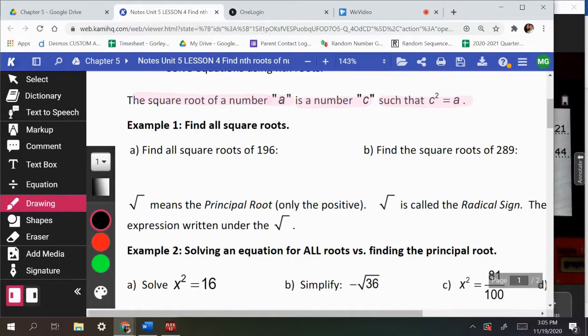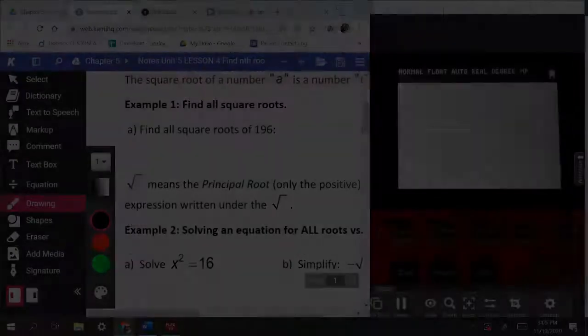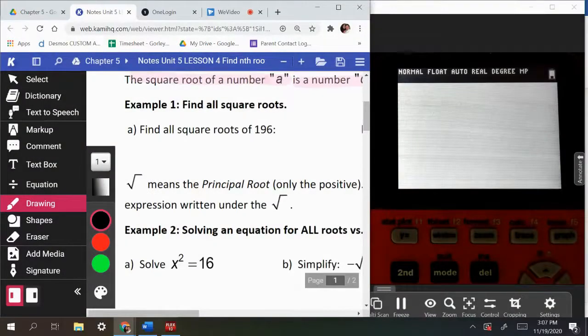Example 1 says find all square roots. Find all the square roots of 196. So when I'm finding all the square roots of 196, I have to think about what number squared would give me 196. It's going to have to be a number bigger than 10 because 10 squared is 100. So that's not quite 196.